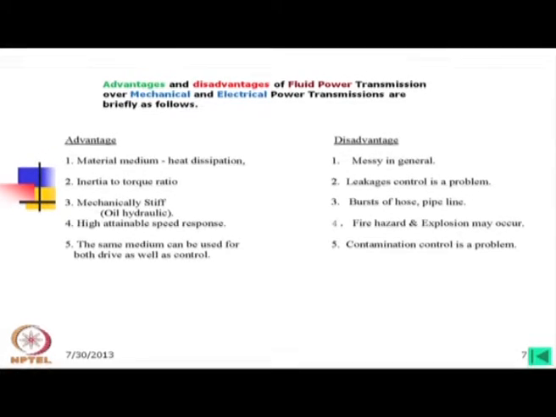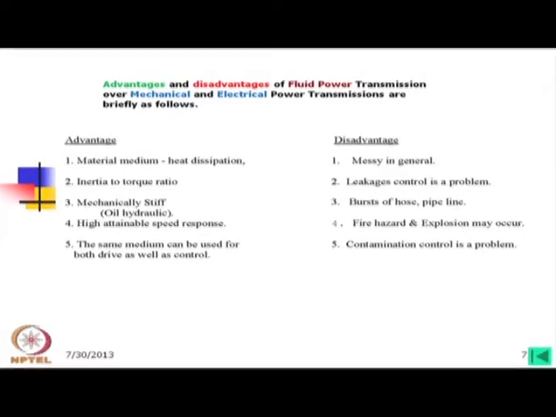But there are disadvantages too. Number one, it is messy in general. Second, leakage control is a problem. Third, bursts of hose or pipeline cause accidents, and we should take utmost care in this regard. Apart from that, in the case of mineral oil, there is a fire hazard and explosion may also occur.